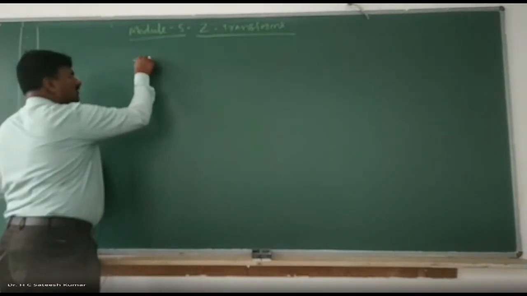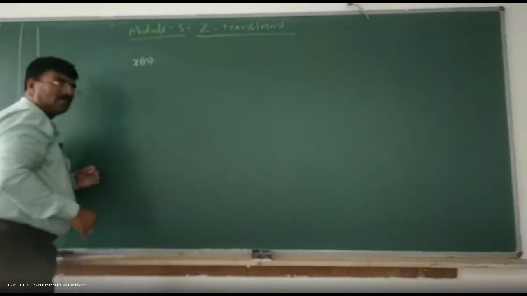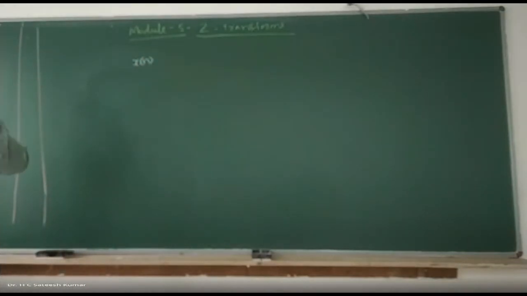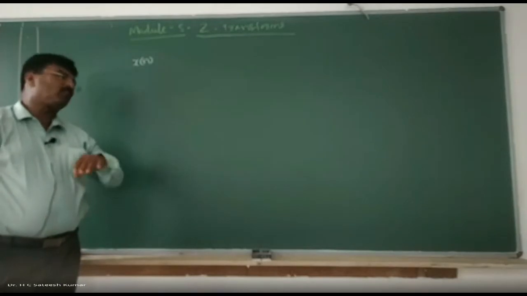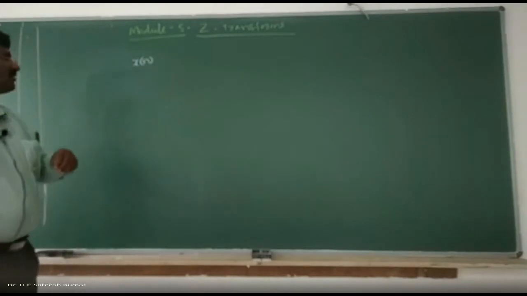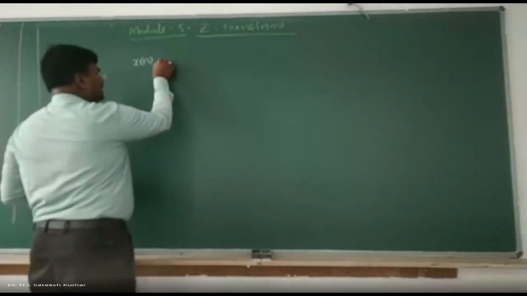It is applicable only for discrete time signal. For continuous time signal, we use Laplace transformation. For discrete time signal, we use Z transformation. Fourier transformation is applicable for both continuous as well as discrete time signal. So, it is defined like this.